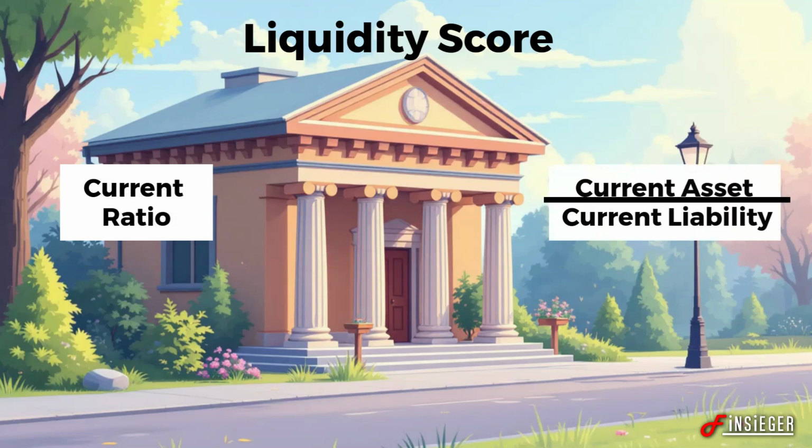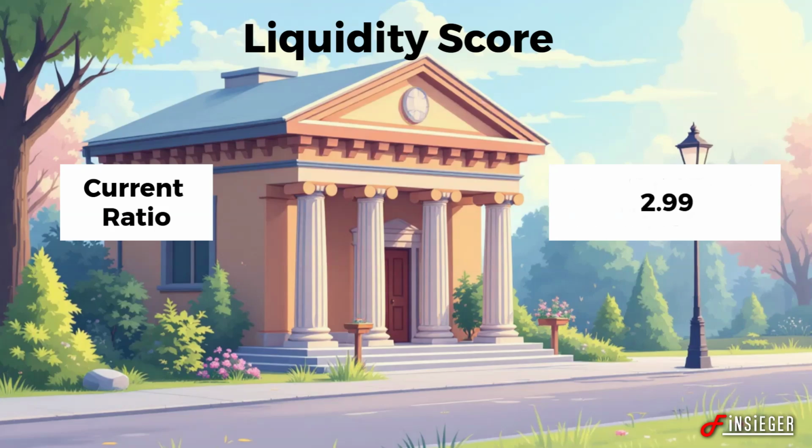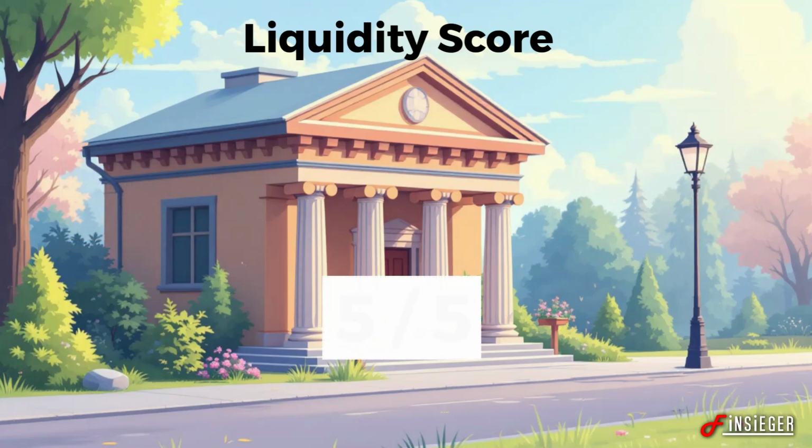Current ratio is current asset divided by current liability, also called short-term asset and short-term liability. In this case, current ratio is 2.99, which is also great as it is higher than 1. So we have liquidity score of perfect 5 out of 5.